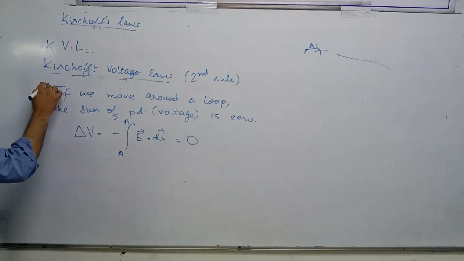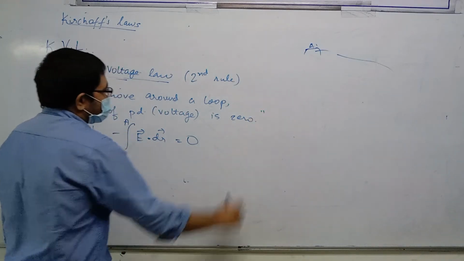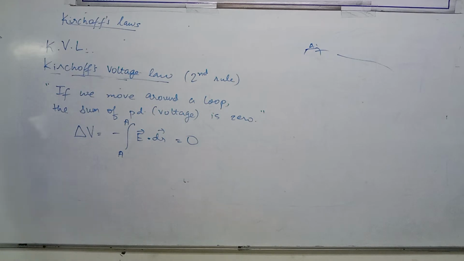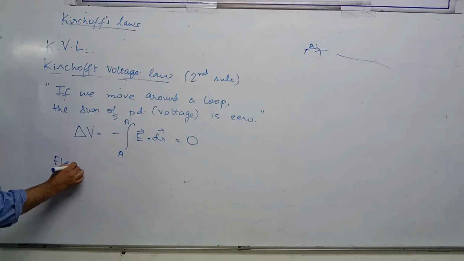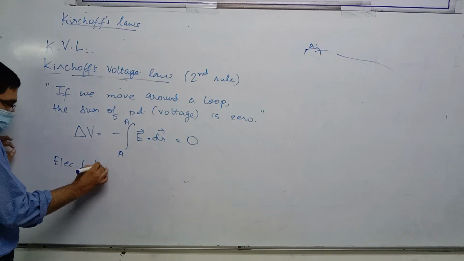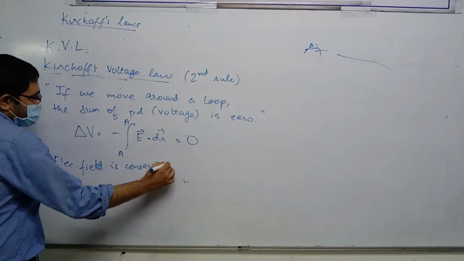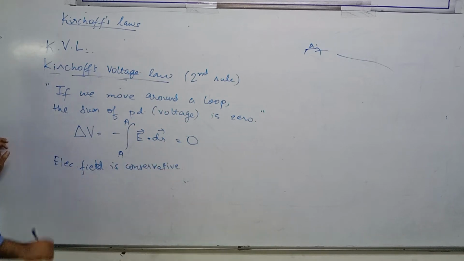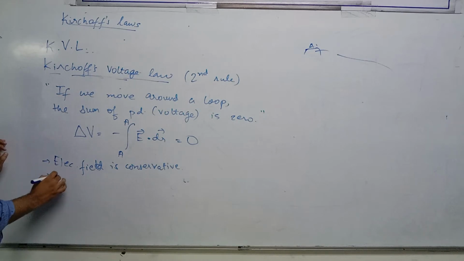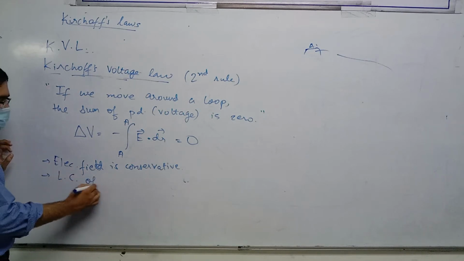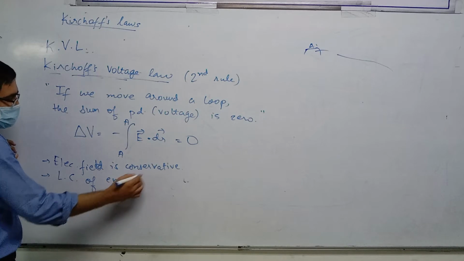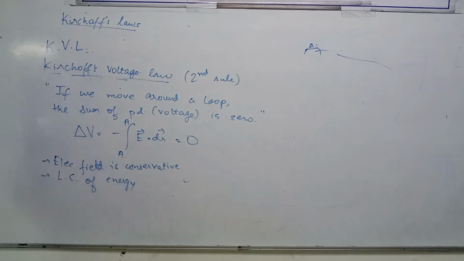So you can say that this second law or second rule is because the electric field is conservative. Or, if you want to give another reason, you can say that this is due to the law of conservation of energy, because obviously if the electric field is conservative, it will conserve energy. Did you understand?